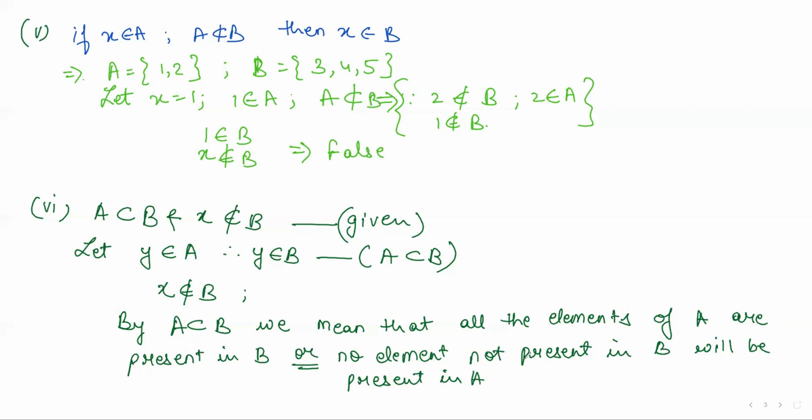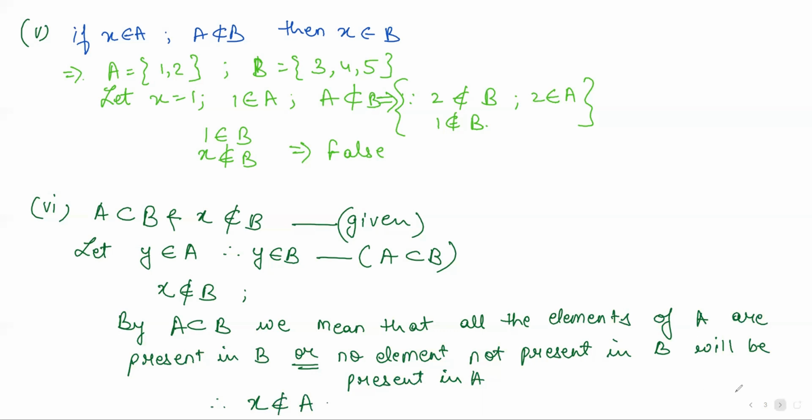ऐसा कोई भी element नहीं है which will not be present in B, which is not present in B. B will present होगा, that will be present in A. There is no element which is not present in B which will be present in A. But some of the elements of B can be A, or all the elements of B can be A if it is a superset. So by this definition, we can say that X does not belong to A.